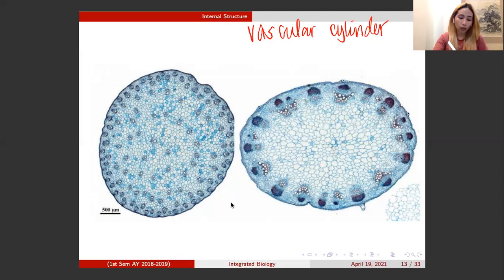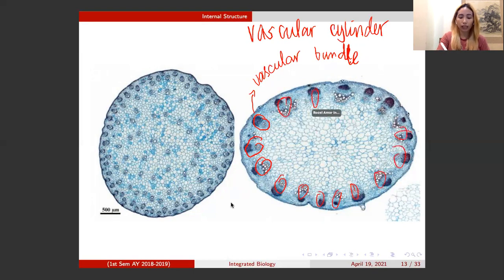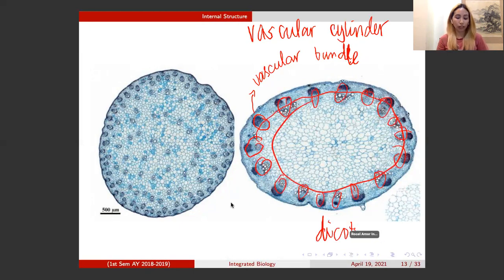So ito, this is one vascular bundle. Okay, so ang tawag natin dyan ay vascular bundle. Right? A vascular bundle that is arranged in such a way that it looks like, no, it forms a cylinder is what we call the vascular cylinder. Okay. So in this dicot cross section, we have a vascular cylinder.